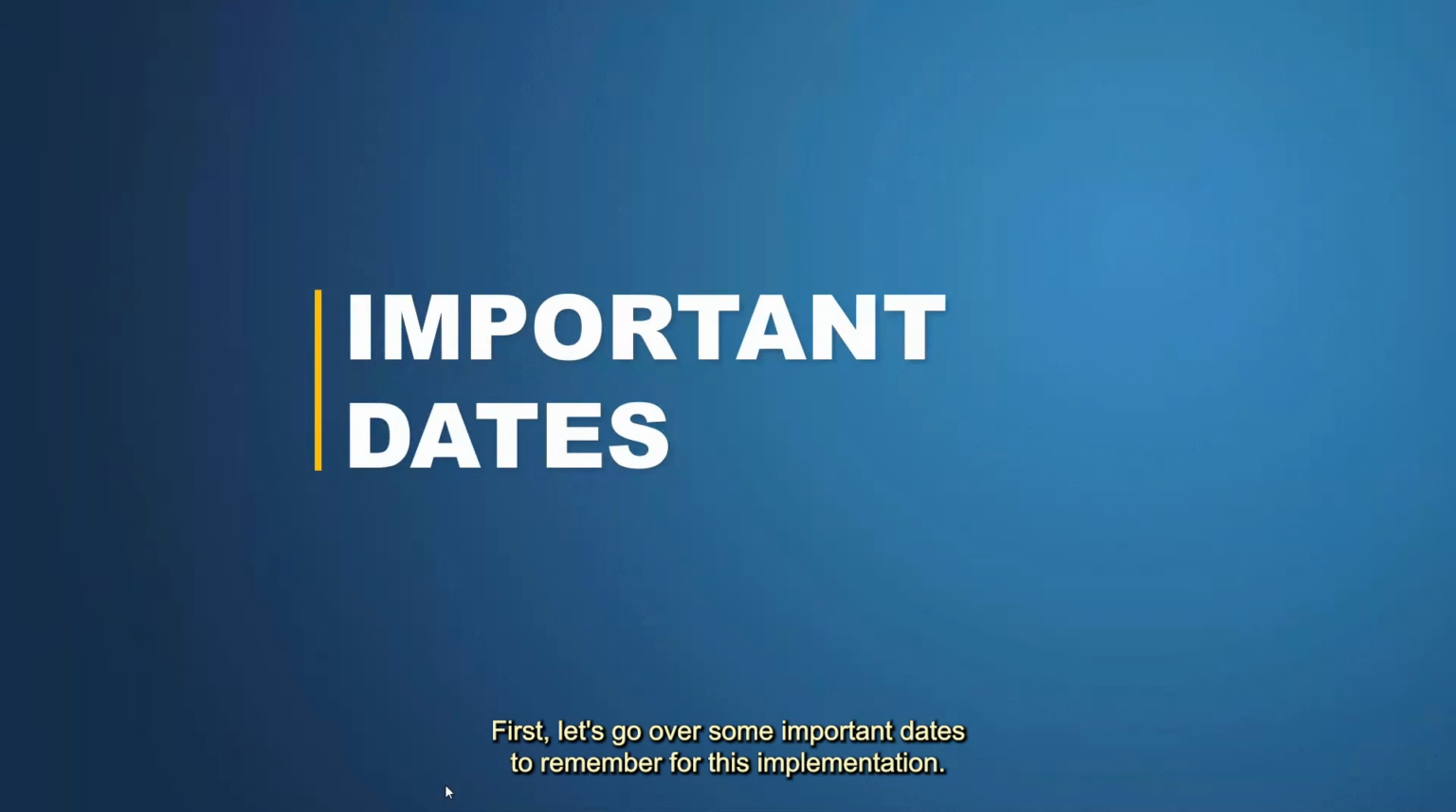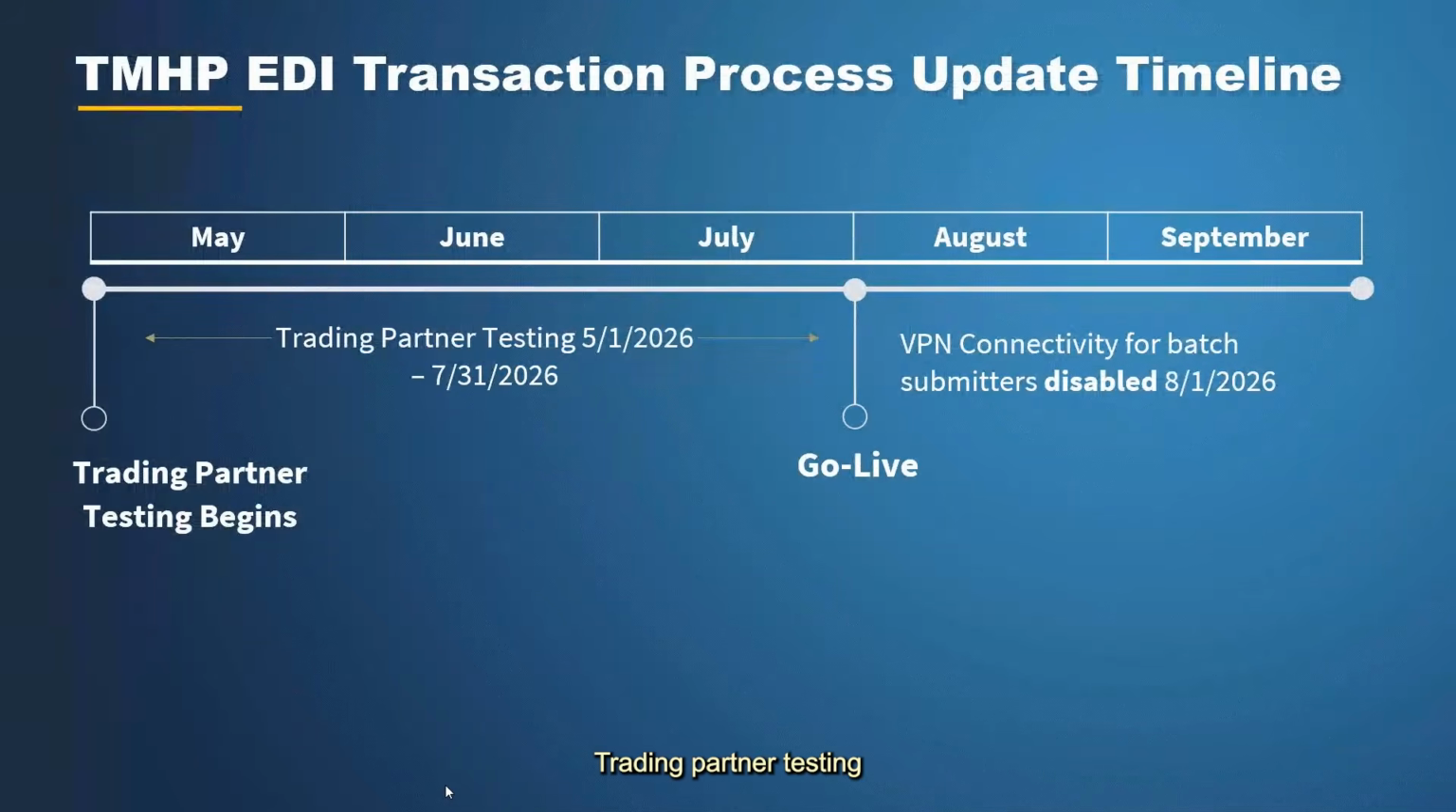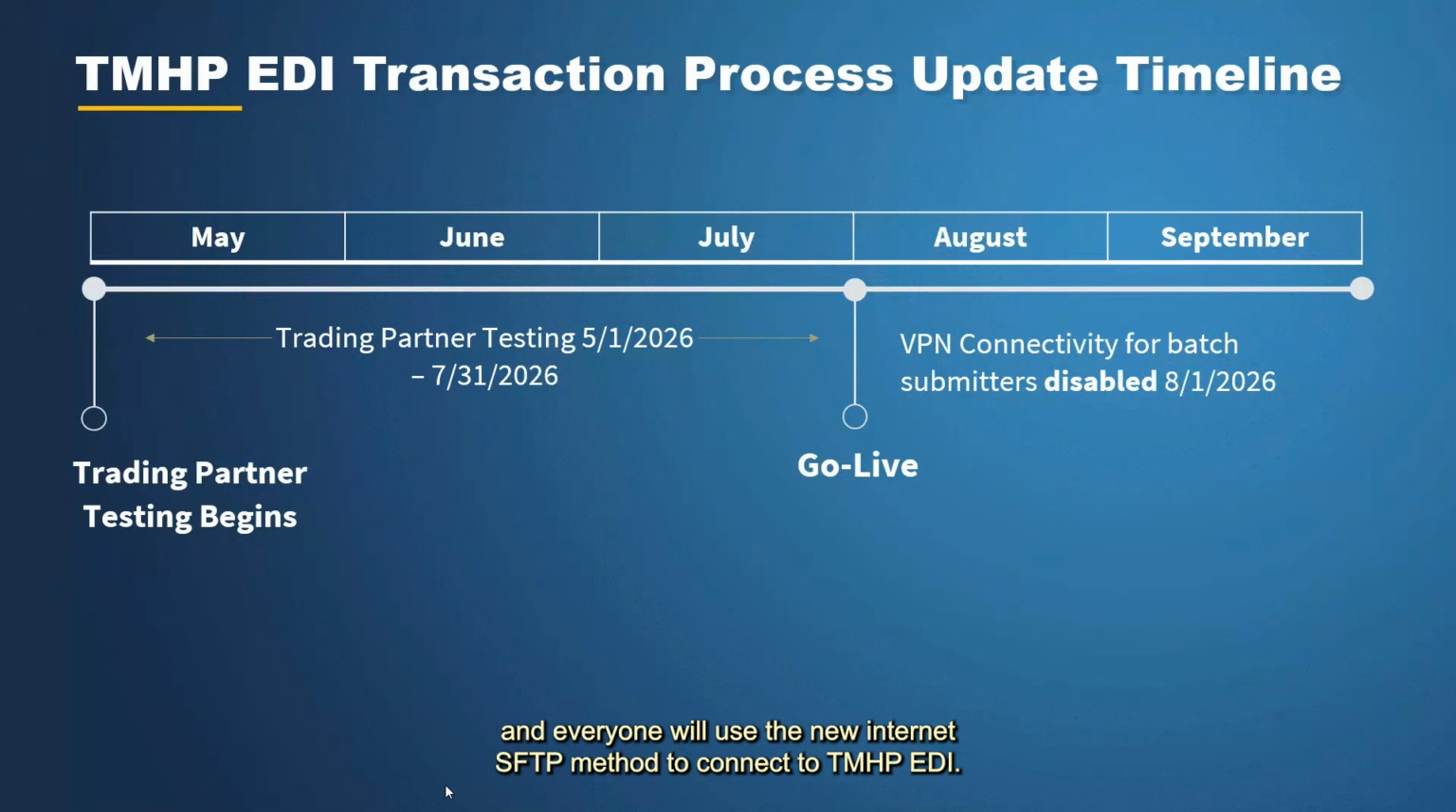First, let's go over some important dates to remember for this implementation. Trading partner testing is scheduled to begin on May 1st, 2026, and continues until July 31st, 2026. Go live for the EDI transaction process changes is August 1st, 2026. On that date, VPN connectivity for batch submitters will be disabled, and everyone will use the new Internet SFTP method to connect to TMHP EDI. Please make sure you remain mindful of these dates as we approach the date of implementation.